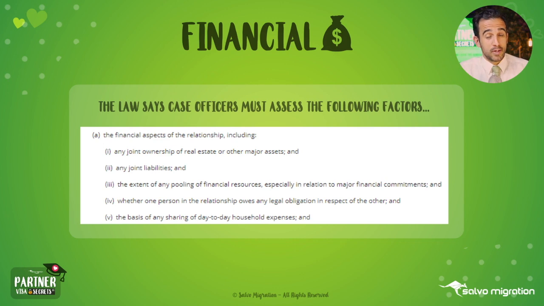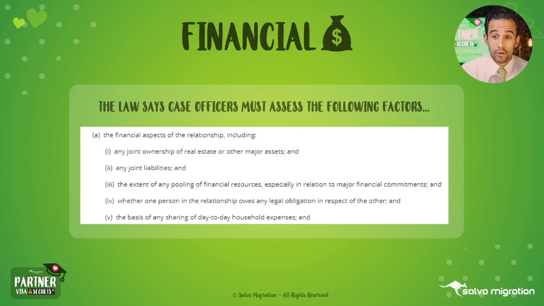Now to the financial aspect. That was the household aspect, and now we're up to the financial aspect. The law says case officers must assess the following factors. The financial aspects of the relationship include any joint ownership of real estate or other major assets. That ties into the household aspect, as I said. Any joint liabilities, same thing goes with leases and mortgages.